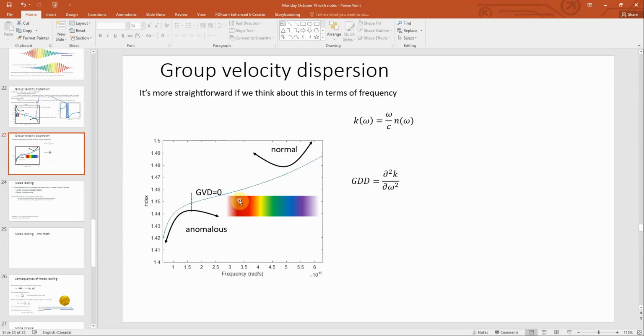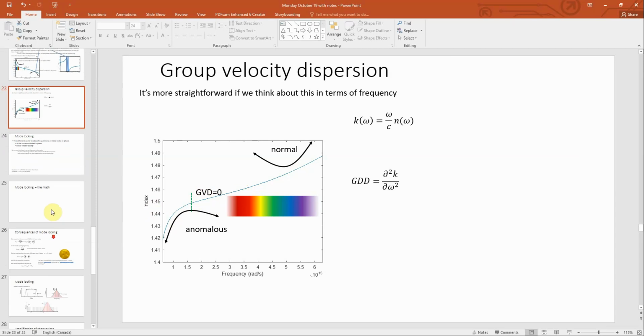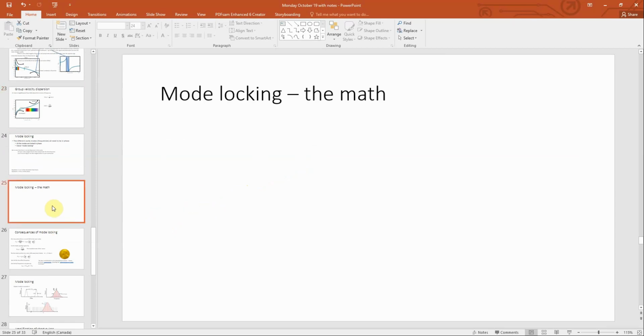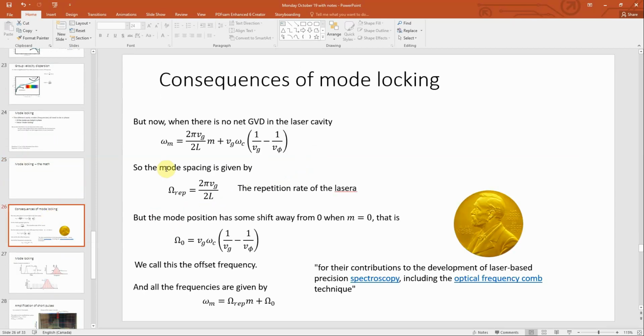But just looking at different materials, we can see that this is what it is for glass, but calcium fluoride has a different region where this anomalous and normal dispersion occur, and other materials, say semiconductors like silicon, this is pushed to lower frequencies. I'll go through the math of what happens when you have a mode locked laser and what the consequences are.